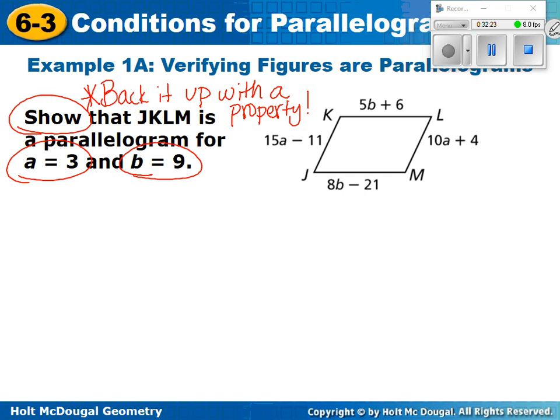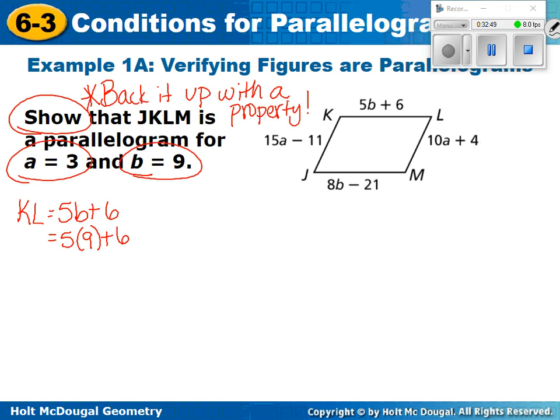When you show your work, please label your work. Don't just write a bunch of numbers all over your paper. Show what you're finding. So we're going to do this pretty quickly because I don't think it's very hard, but we're going to find each side length and then show that their opposite sides are congruent. So KL is going to be 5B plus 6. Plug in 9 for B. And tell me what we get.